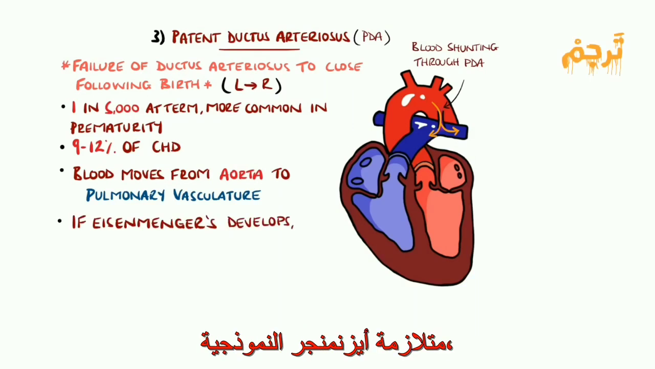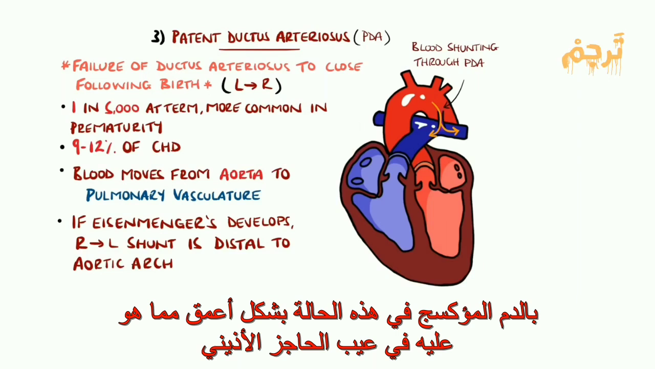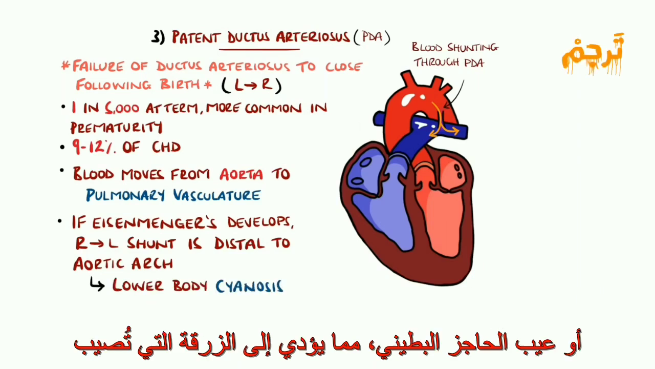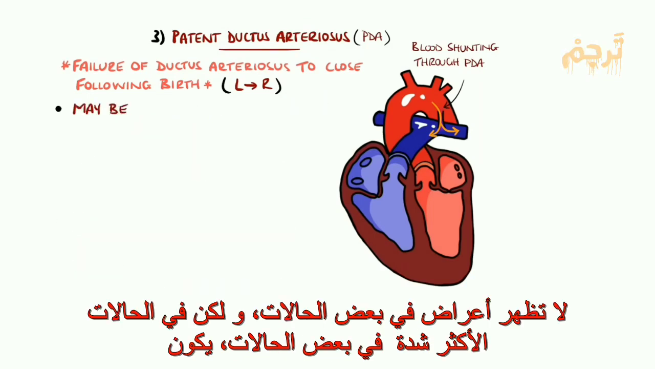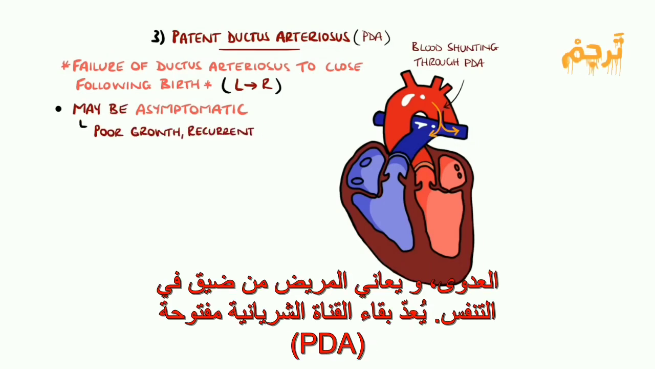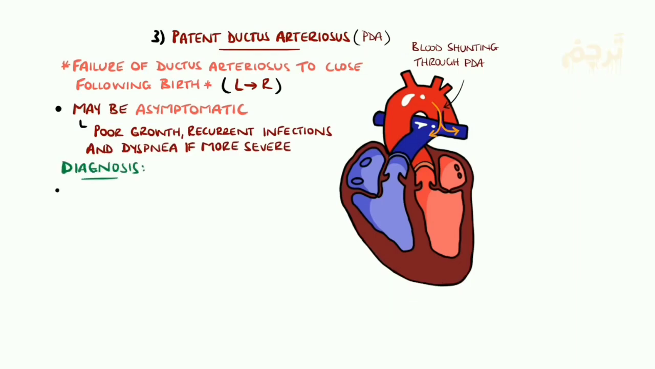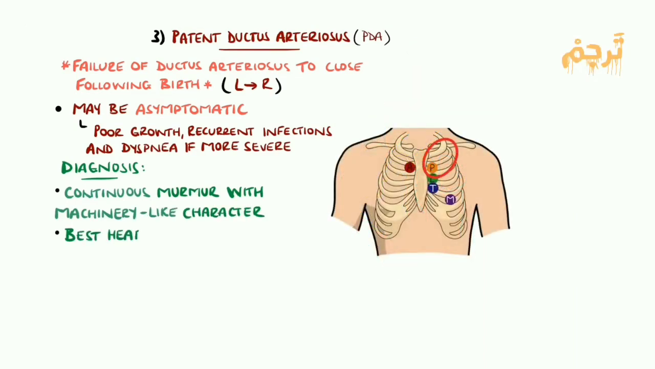Instead of producing a typical Eisenmenger's syndrome, in this case, the deoxygenated blood mixes with oxygenated blood more distally than in an ASD or VSD, leading to cyanosis affecting the lower half of the body. They may be asymptomatic, but in more severe cases, there is poor growth, recurrent infections, and dyspnea. PDA is an example of a cause for a continuous murmur, described as having a machinery character, best heard at the left upper sternal border or infraclavicular region.